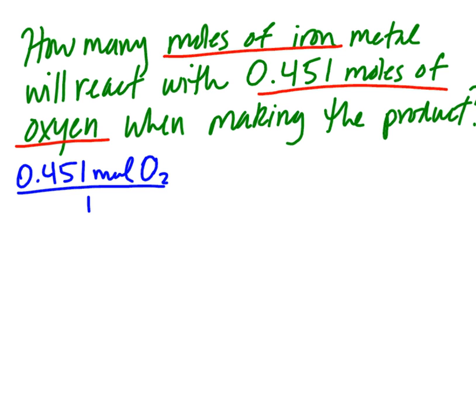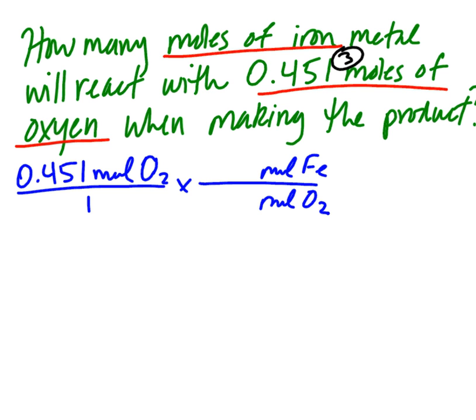Make a note, I have 3 sig figs there. So I need moles of O2 on the bottom and moles of iron on top. I'm not trying to find out how much product I'm making. It's just saying when I'm making the product. I need to know how much iron is going to react with 0.451 moles of O2. So I should not be finding anything dealing with the product, other than that these are the reactants that make it.